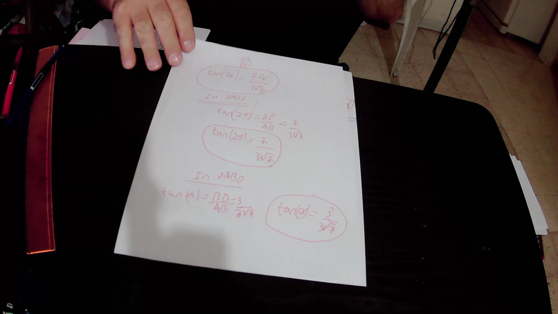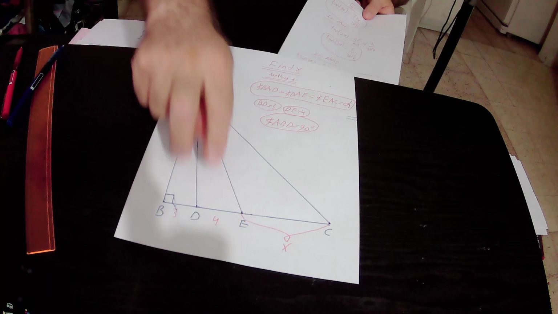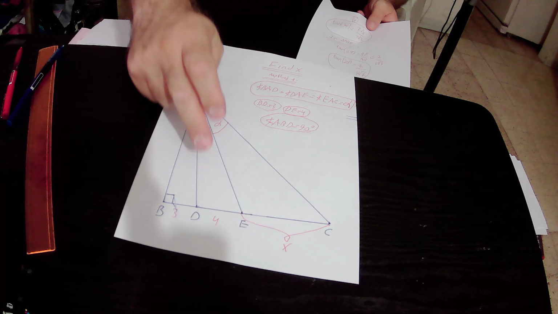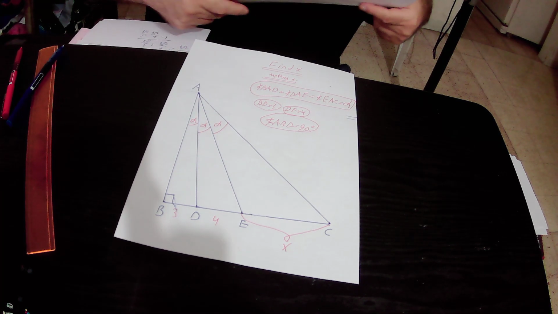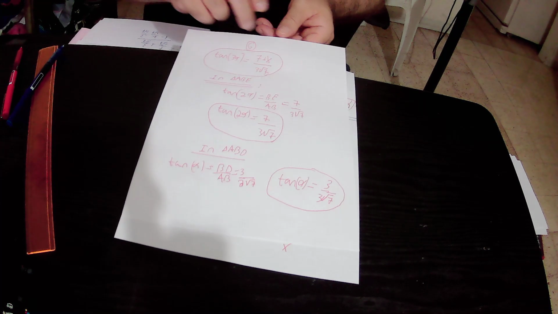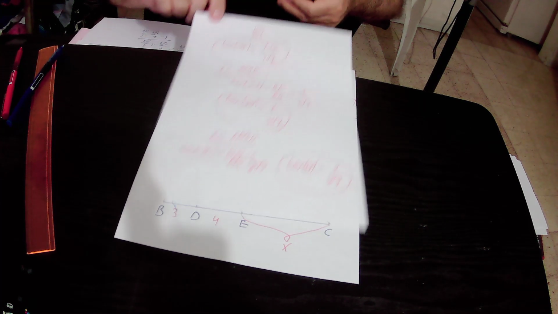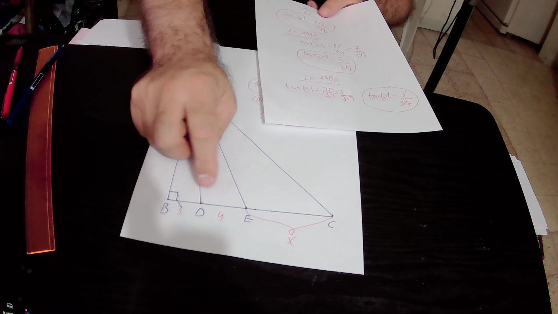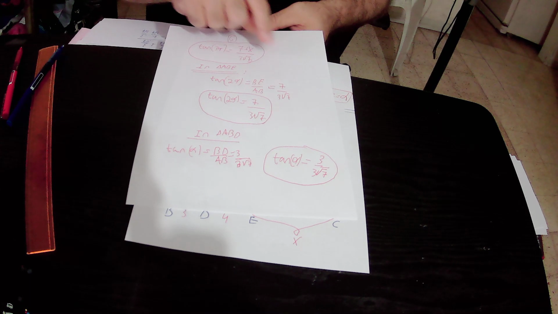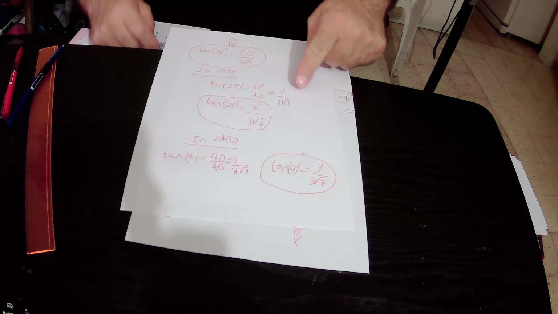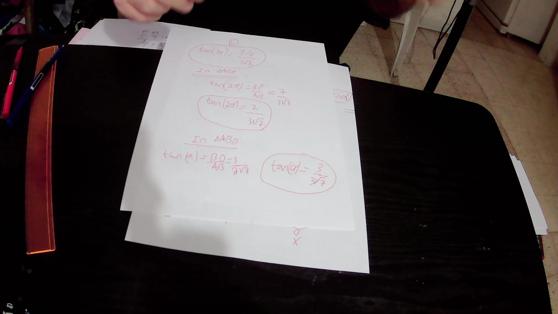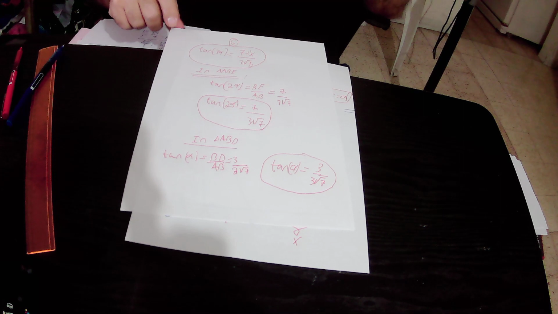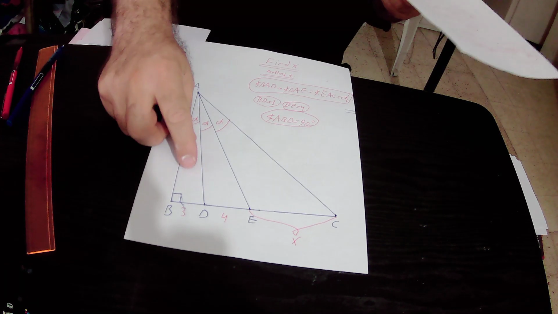Then we focus on the right triangle, triangle ABE. In this triangle, tangent 2 alpha equals BE over AB. What is the value of BE? BE equals 3 plus 4, so BE equals 7 units, and we have already found out that AB equals 3 times root 7. So in total we got that tangent 2 alpha equals 7 over 3 times root 7. And then we focused on the right triangle, triangle ABD.